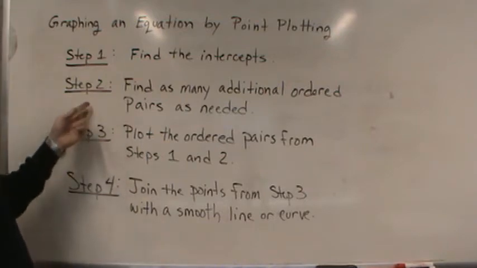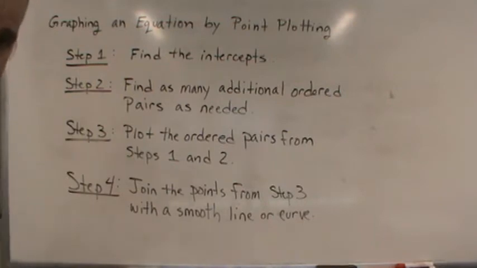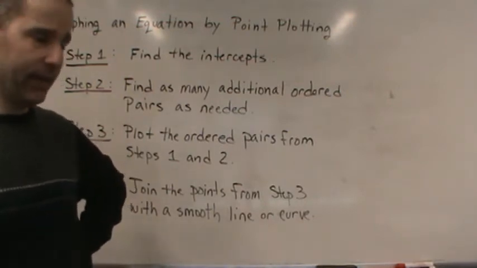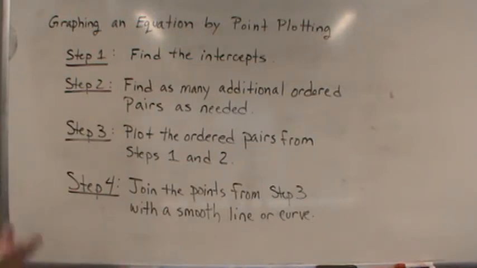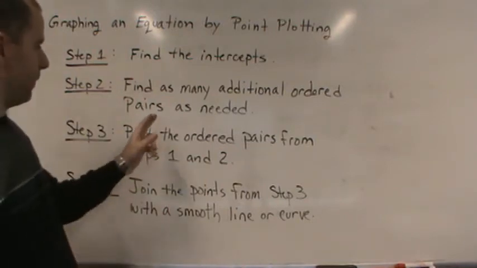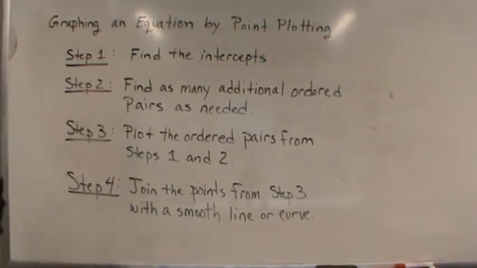Okay. Step number two, then you want to find as many additional points as needed. Okay. That might be one or two. That might be 3 points. Okay. So again, that's why it depends on what you're graphing. Okay, it will dictate how many points. You may not need any additional points, okay, but you may need some.